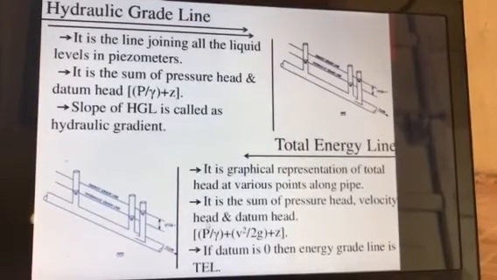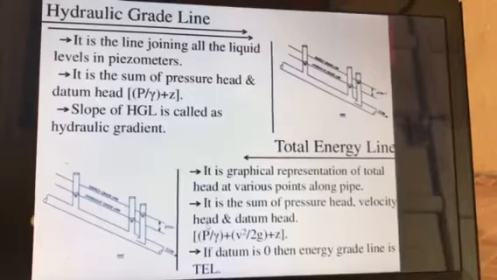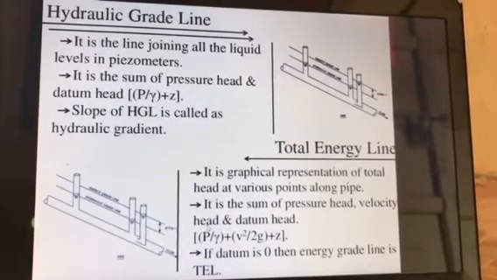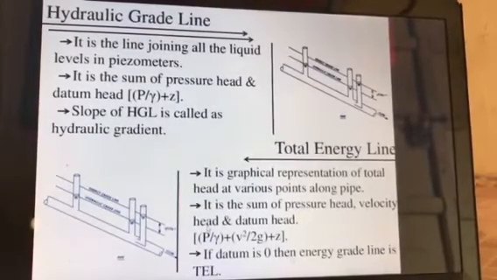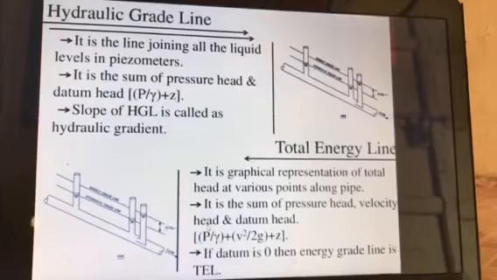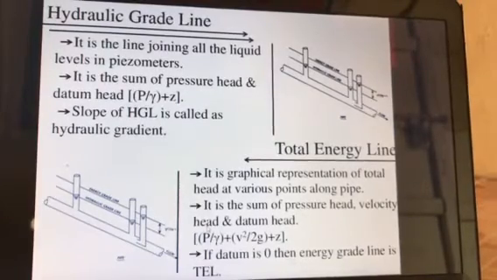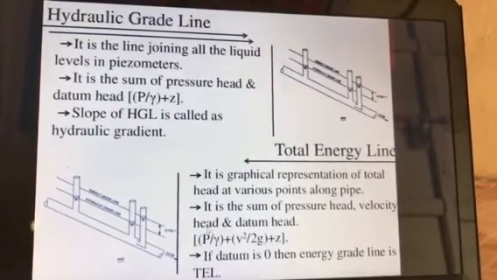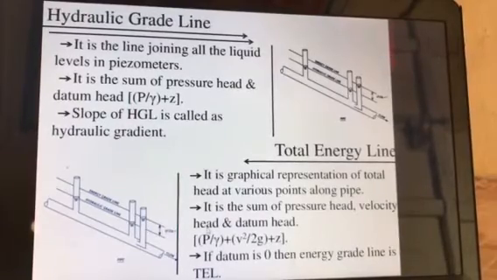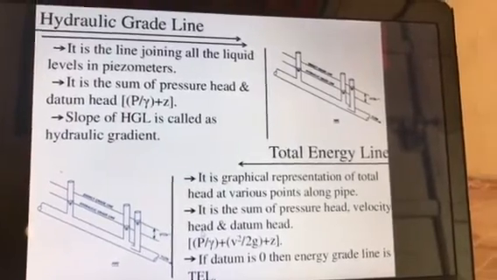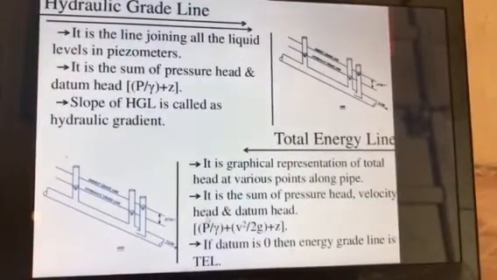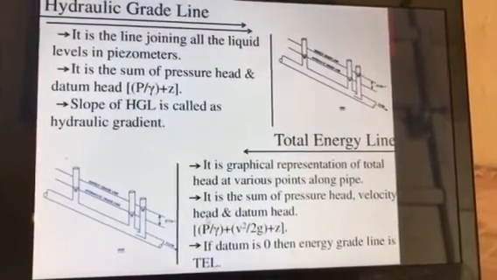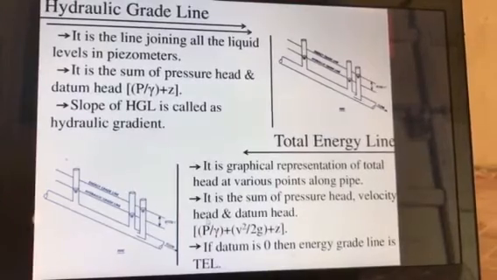Here, the hydraulic grade line is the line joining all the liquid levels in the piezometers. Actually, it is the sum of the pressure head and the datum head. So the hydraulic grade line is the sum of the pressure head and the datum head, and the slope of the hydraulic grade line is called the hydraulic gradient.